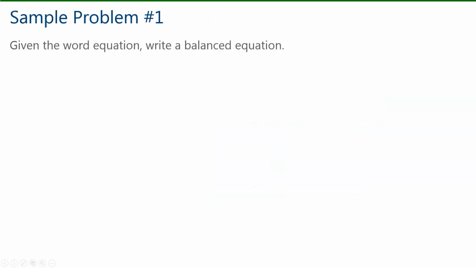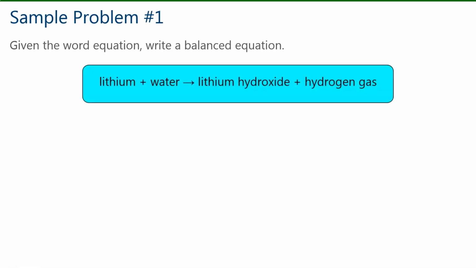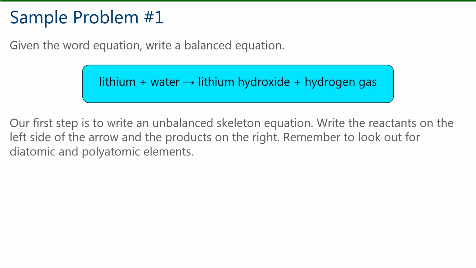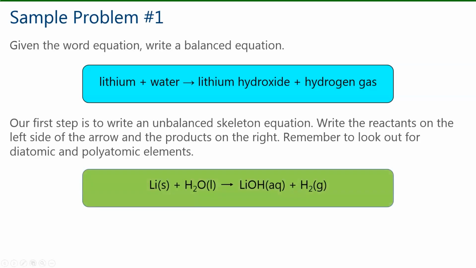Our first example is, given the word equation, write a balanced equation. So our word equation is lithium plus water produces lithium hydroxide and hydrogen gas. Our first step is to write an unbalanced skeleton equation. Write the reactants on the left side of the arrow and the products on the right. Remember to look out for diatomic and polyatomic elements. So our skeleton equation looks like this. And I remembered that hydrogen was a diatomic molecule, so that's indicated there by adding the subscript 2.